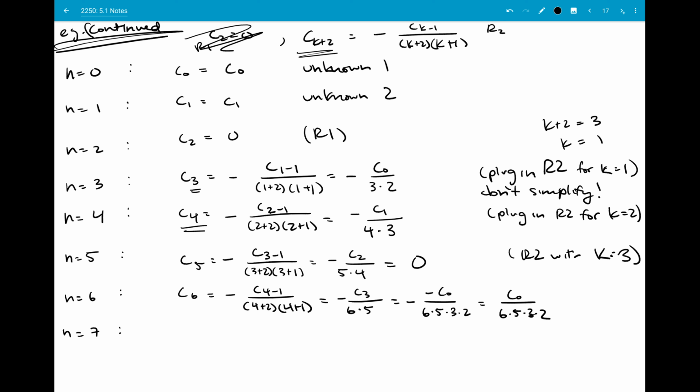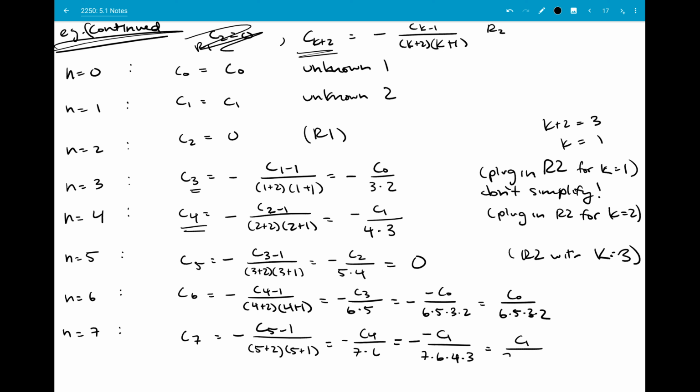So let's see. We've got C7 next. That's going to be minus C5 minus 1 over 5 plus 2 times 5 plus 1, equals minus C4 over 7 times 6. But we already found C4 up above, so it's actually minus C1 over 7 times 6 times 4 times 3. Or C1 over 7 times 6 times 4 times 3.